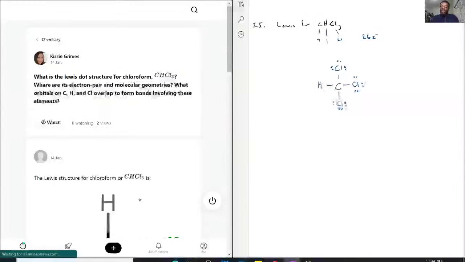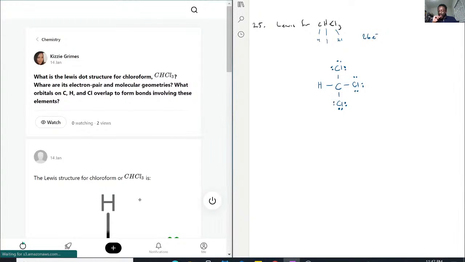With that being said, though, we now have to make sure that this is actually 26 electrons. So we have, if I can read this correctly, 3, 6, 9 lone pairs and 4 bonds. That's 13 in total. Double it, we do have 26 electrons, so perfect.